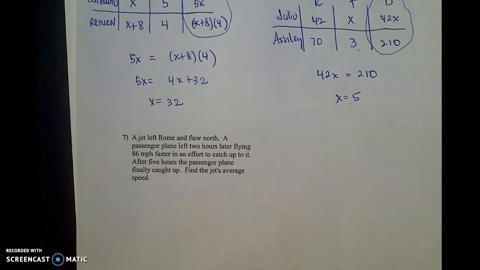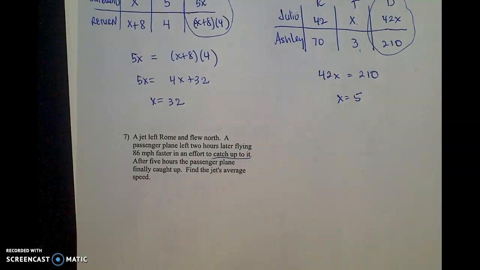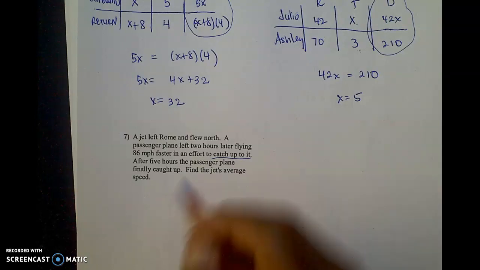Alright, last one. A jet left Rome and flew north. A passenger plane left 2 hours later, flying 86 miles per hour faster in an effort to catch up. So again, here's another catch-up problem. After 5 hours, the passenger plane finally caught up. Find the jet's average speed.